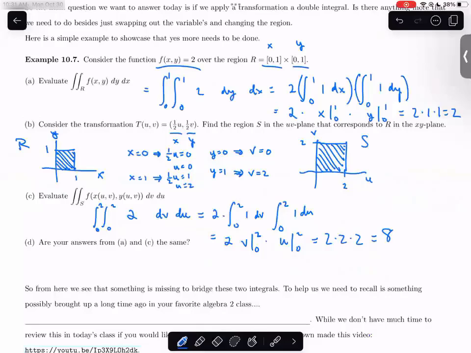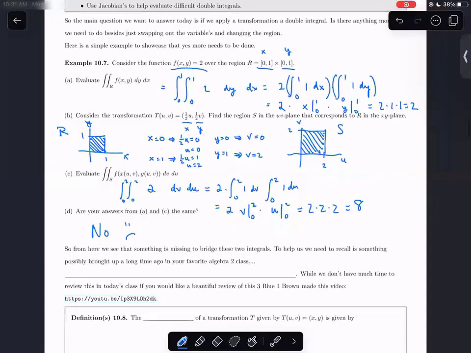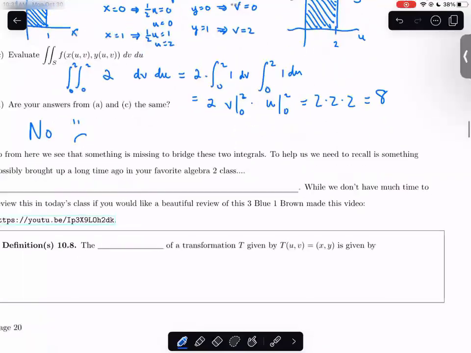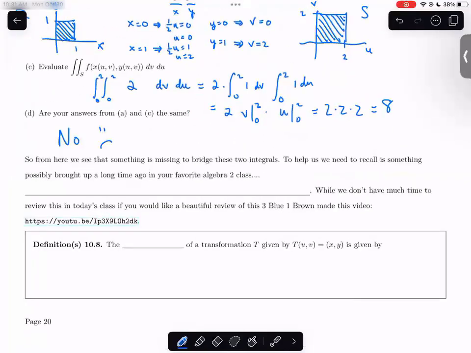And so it seems like this transformation has affected my answer. The answers from A and C are not the same. And so as it sits right now, I can't use transformations to help me evaluate integrals. But I'd really like to. And so we need to actually remember something from our algebra class a long time ago.